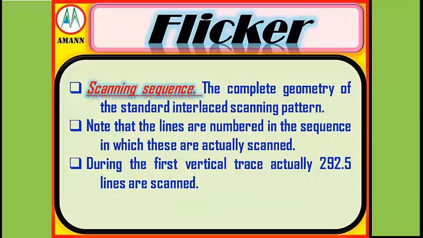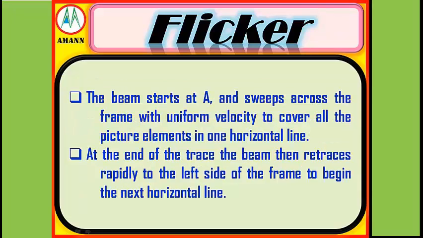We have the scanning sequence. This is the complete geometry of the standard interlace scanning pattern. Note that the lines are numbered in the sequence in which they are actually scanned. During the first vertical trace, 292.5 lines are scanned. The beam starts at E and sweeps across the frame with uniform velocity to cover all the picture elements in one horizontal line.